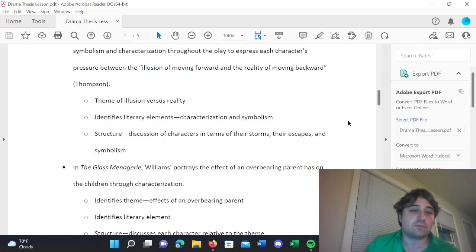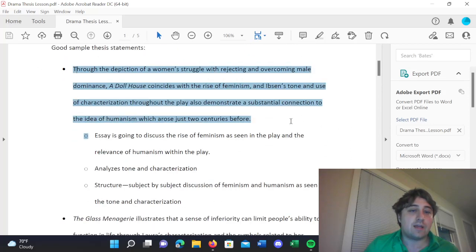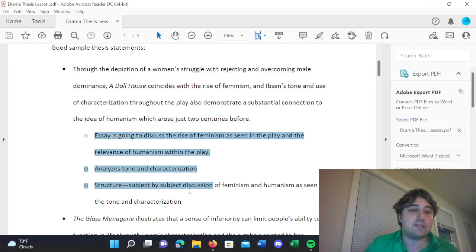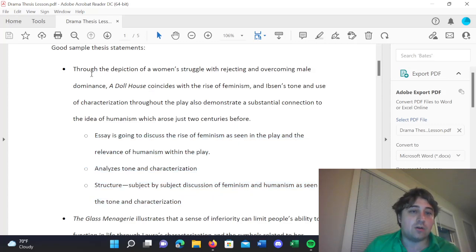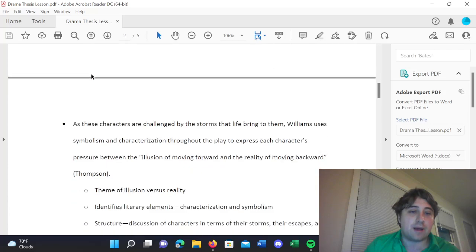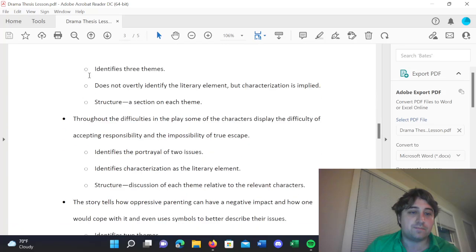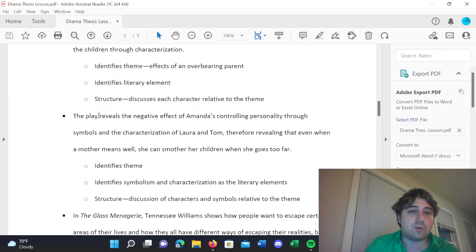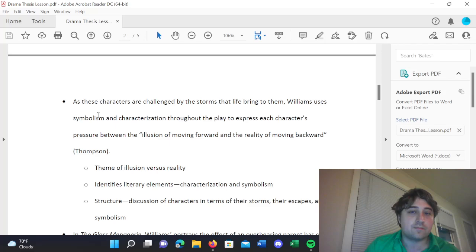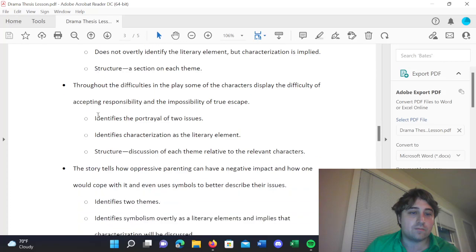Notice that we have the thesis statement, and then after it we have what the thesis statement does. So we'll go through this first one. Or let's go through one about one of the plays that we've read. Oh, there are none about the plays we've read. Let's do one of these then.